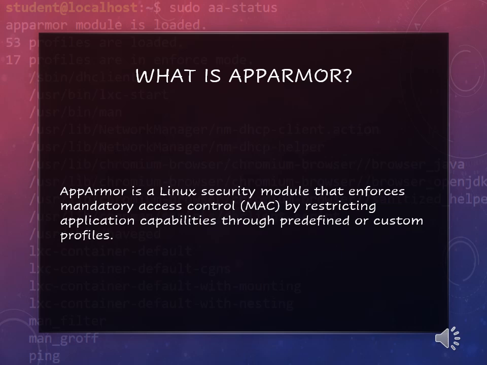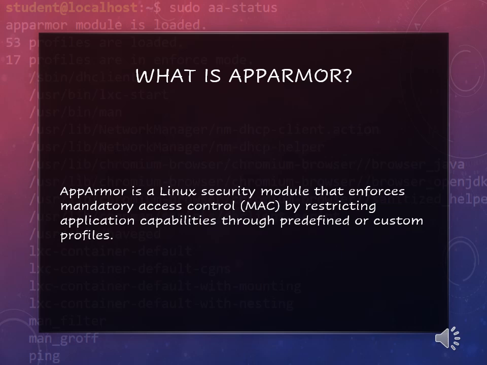AppArmor is a Linux security module that enforces mandatory access control by restricting application capabilities through predefined or custom profiles. These profiles control what resources an application can access, reducing the risk of exploitation. AppArmor also enforces security by assigning profiles to applications that define the files, resources, and actions they can access. It also blocks an application and logs the event if an application attempts an unauthorized action.